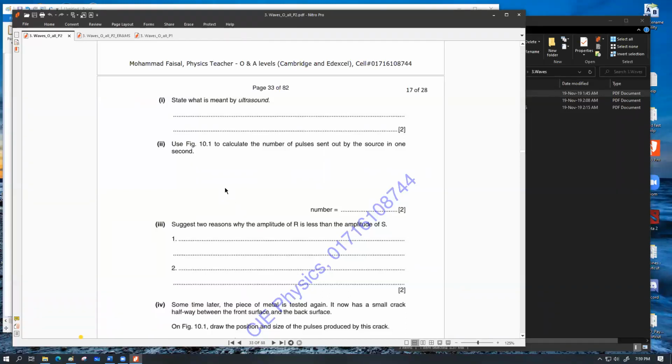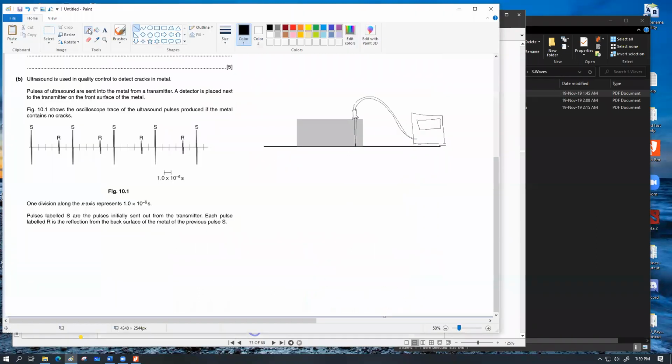So now we will say, in 6 into 10 to the minus 6 second we send one pulse. Therefore, in 1 second we send 1 divided by that many pulses. So you have to simply do 1 divided by 6 into 10 to the power minus 6. That is the number of pulses we're going to send out every second.